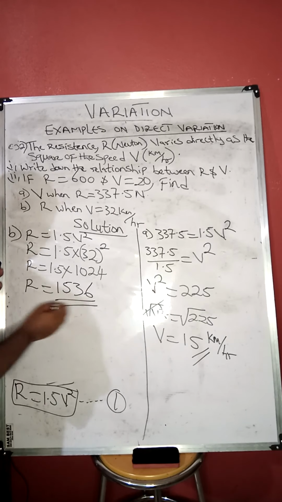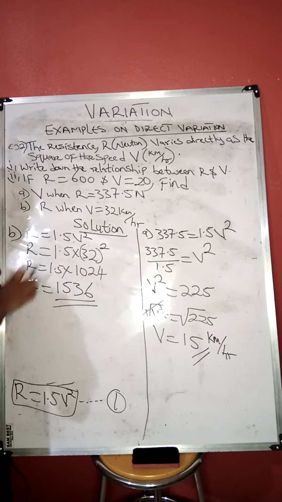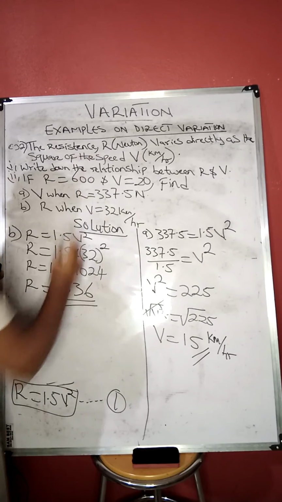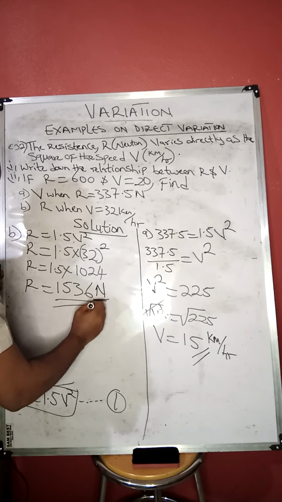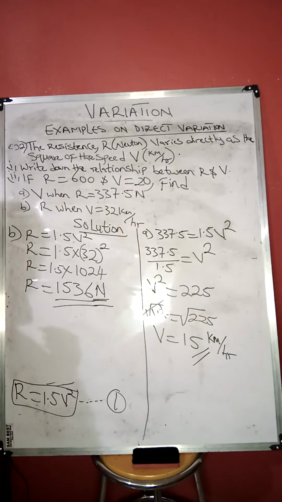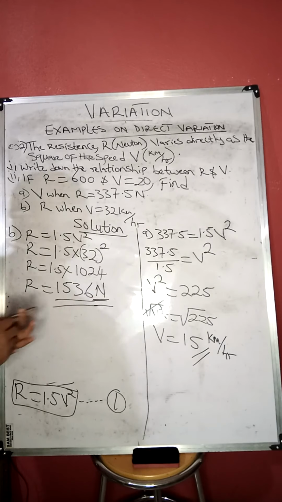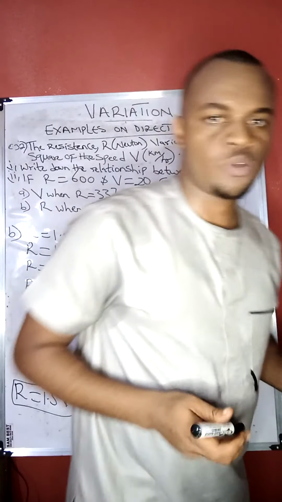And that gave me 1536. Can I leave my answer like this? No. Because R came with a unit in the question. R is what? Newton. So I'll be putting in Newton here. N is the unit for Newton. Alright, now we've succeeded in solving 2 examples that had sub-questions.